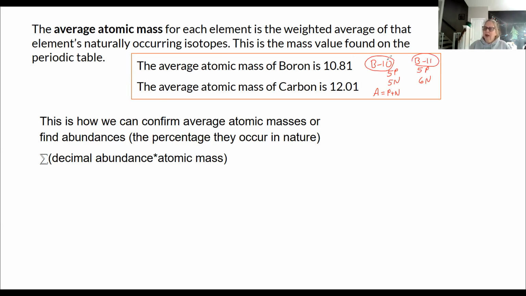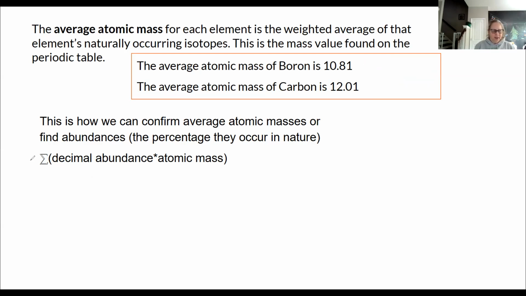But boron 11 happens more. So we are closer to 11 than 10. Just like on your GPA, if you have all A's and B's, but you have more B's, you're closer to the 3.0 than the 4.0. It's weighted average. And that's why these are not whole numbers. So we can actually calculate that.